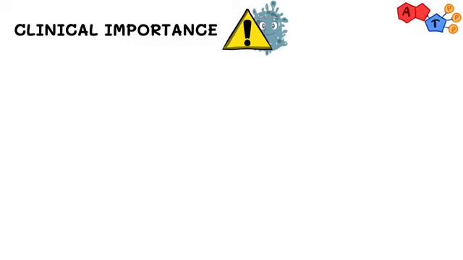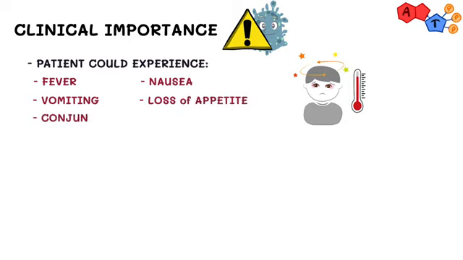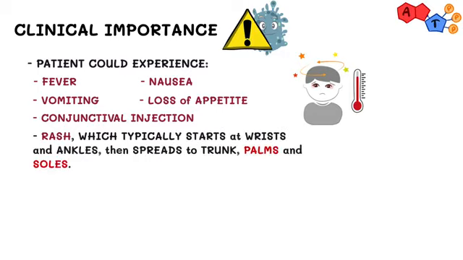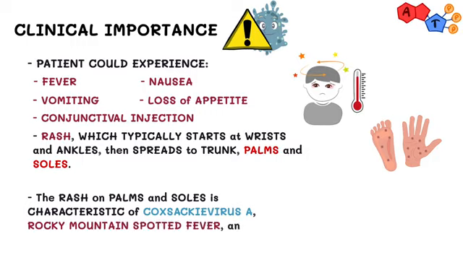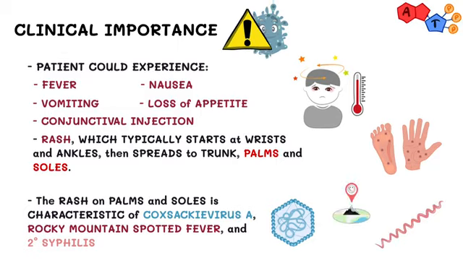During the initial stages of the disease, the patient could experience fever, nausea, vomiting, loss of appetite, conjunctival injection, which means red eyes, and a rash which typically starts at the wrists and ankles and then spreads to the trunk, palms, and soles. Please remember that the rash in the palms and soles is a very characteristic rash seen only in Coxsackie A infection, which is known as hand, foot, and mouth disease, Rocky Mountain spotted fever, and secondary syphilis.